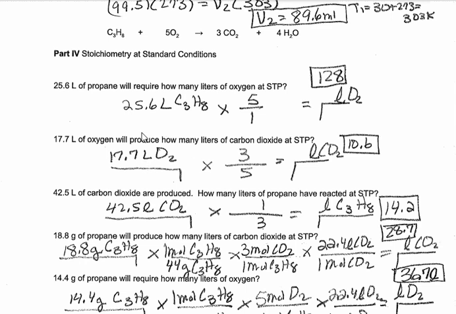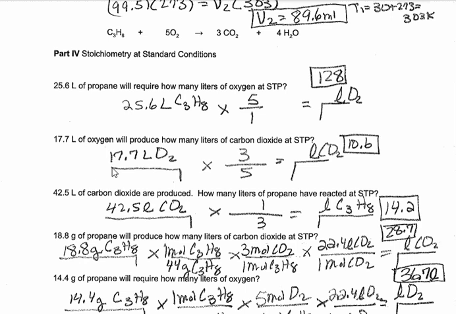Okay, so I'm starting with 25.6 liters of propane, C3H8. What number is in front of my oxygen? 5. So I put a 5. What number is in front of my propane? A 1. So we just multiply by a 5-to-1 ratio from the chemical equation. And that gives us 128 liters of oxygen. You're going to see that's what we're going to do for these next 2 questions. These are all liter to liter calculations.